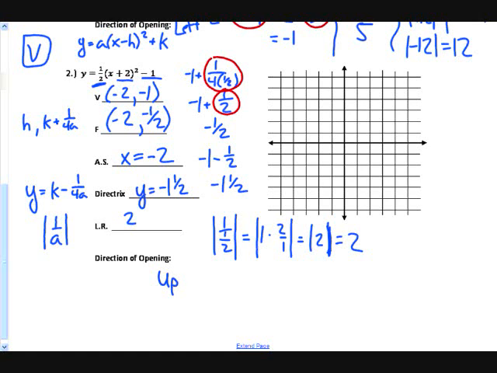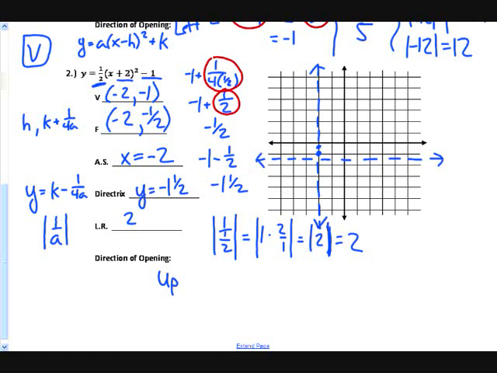-2, -1. So -2, -1 is right here. -2, -1/2 is right here. That's my focus. And again, they're pretty close together, but that's okay. The axis of symmetry at x equals -2. That's this guy right here. It's a dotted line. The directrix is y equals -1.5, which is down here. Again, it's a horizontal line for that one.